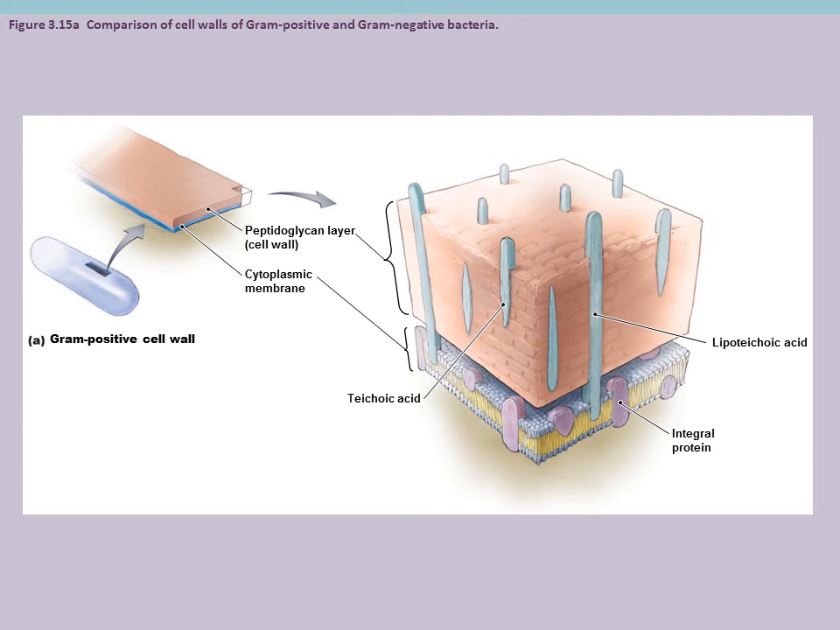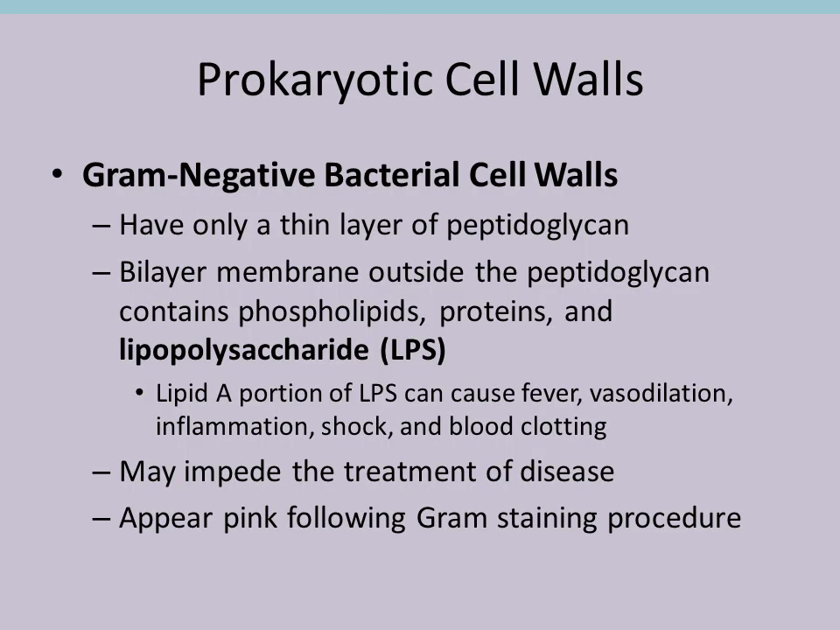And then there's a little space, and then you have, as you can see, a thick layer of peptidoglycan. It's multiple layers thick. You've got the thick scaffolding in there. Embedded within it, you have these teichoic acids. Some of them are lipoteichoic acids, which just means you put a lipid attached to that acid. So those are embedded within the peptidoglycan.